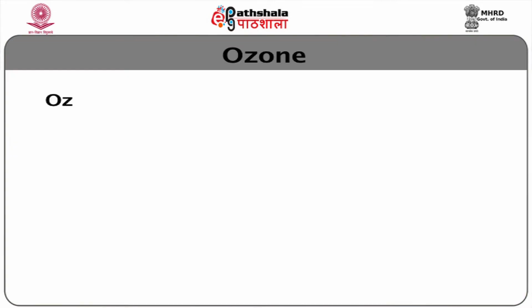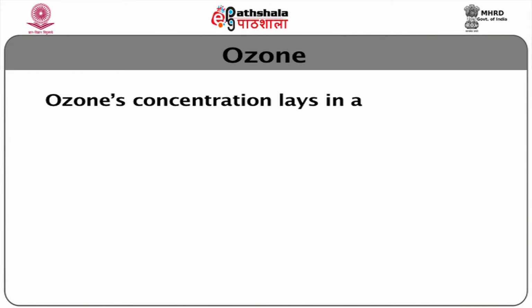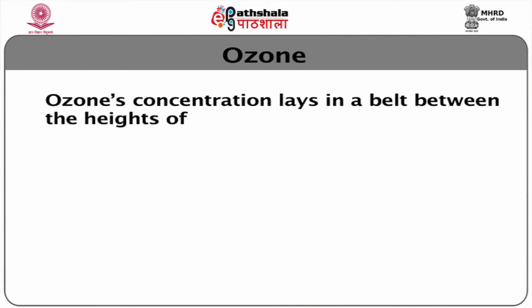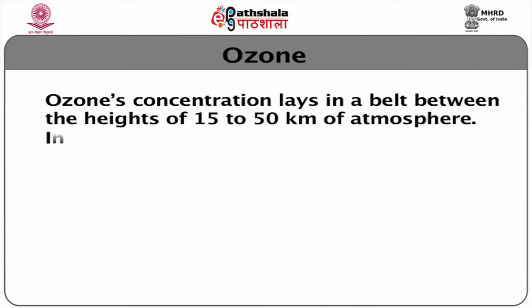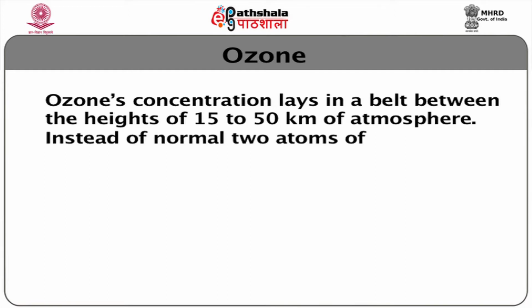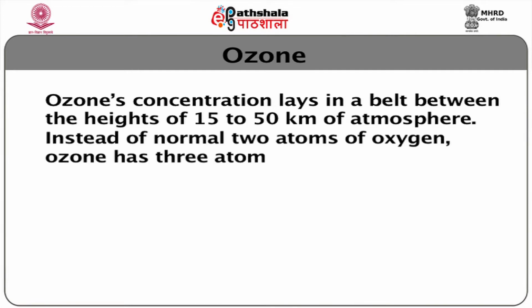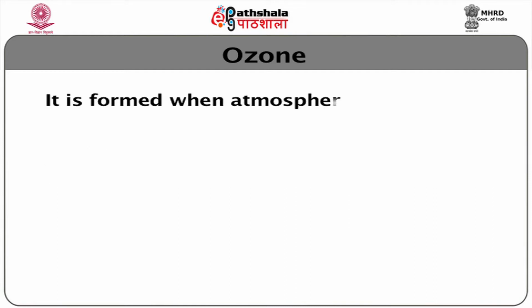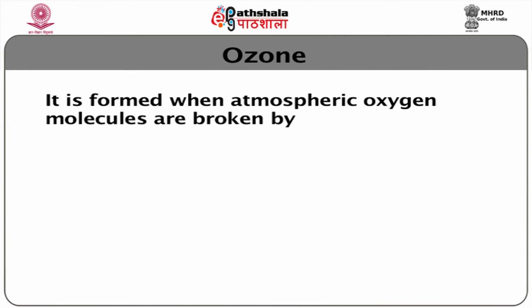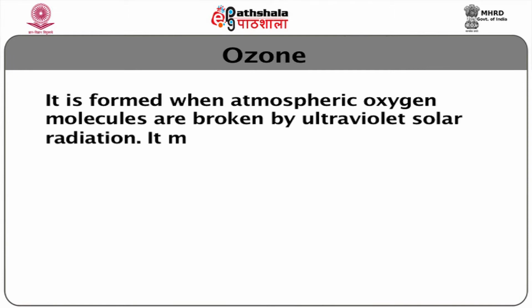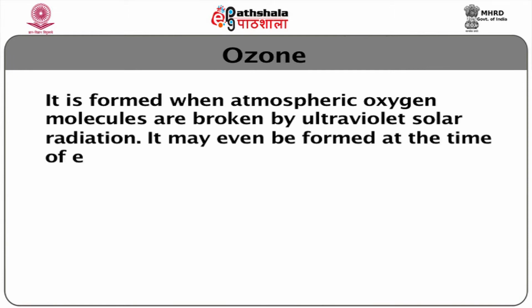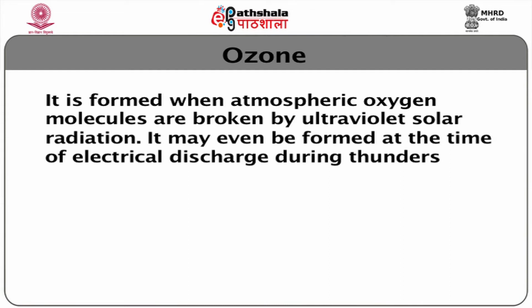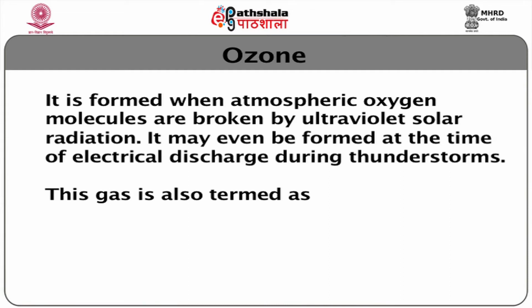Ozone. Ozone's concentration lies in a belt between the heights of 15 to 50 kilometers of atmosphere. Instead of the normal 2 atoms of oxygen, ozone has 3 atoms of oxygen formed together, which is denoted by O3. It is formed when atmospheric oxygen molecules are broken by ultraviolet solar radiation. It may even be formed at the time of electrical discharge during thunderstorms.